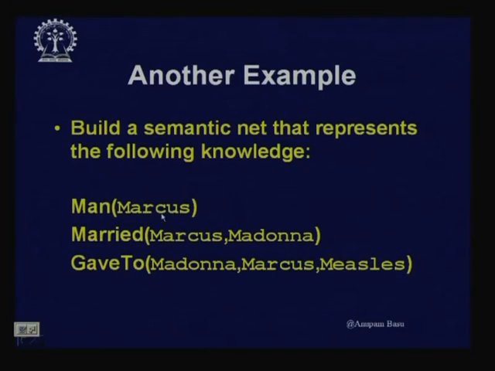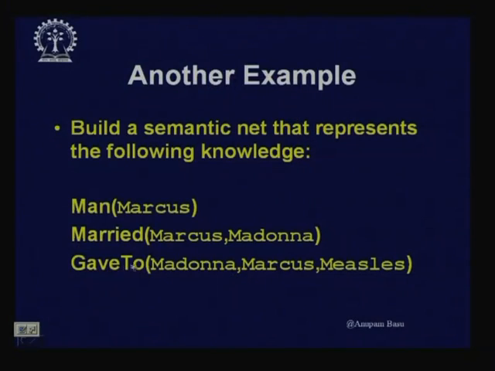Man Marcus, that means Marcus is a man. Married Marcus Madonna. So Marcus is married to Madonna. So these are, you see, propositions. Gave to Madonna Marcus measles. That means Marcus was infected by the disease measles, because Madonna had it, so Marcus got it from Madonna. So this infection we are explaining through this. Gave to Madonna, Madonna gave to Marcus measles. So you see these are three place predicates.